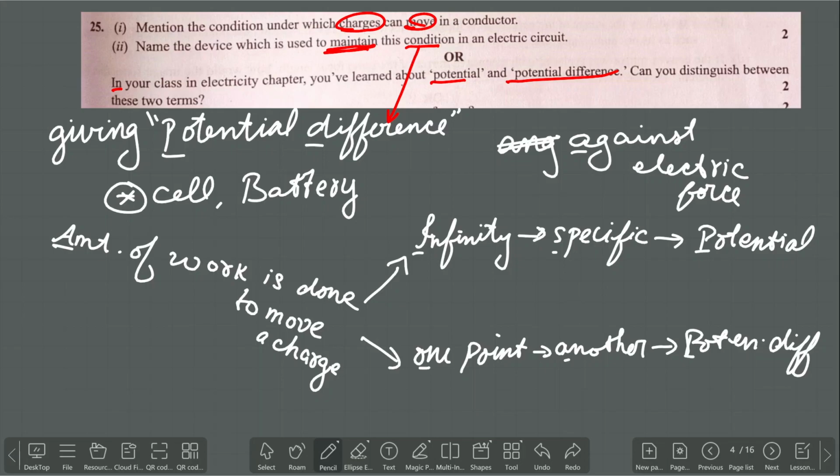And next, what they are asking, I think that is the remaining part of the question. The unit: if they are asking, what will be the unit for both conditions? Both have the volt. And what is the device we use in order to measure the potential? Voltmeter.